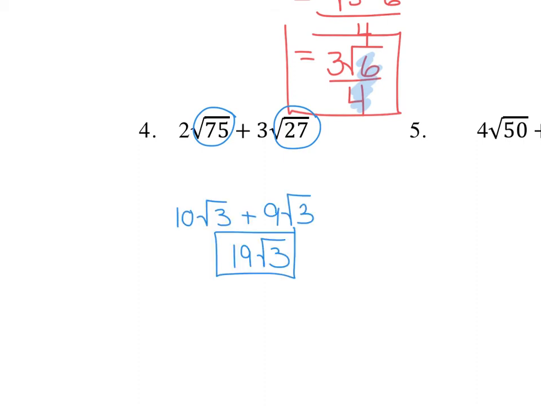So the first term, 2 root 75, should have become a 10 root 3. And then your 3 root 27 should have simplified to become a 9 root 3. Notice how now they both have the same number underneath the radical sign. Both have a square root of 3, square root of 3. So therefore you can just combine the coefficients.